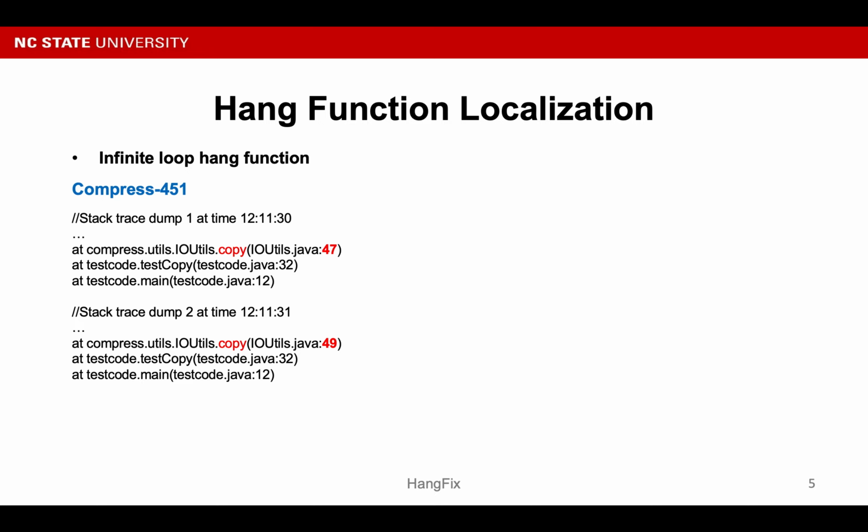As you can see in the figure, the stack trace shows the call stack occurred on each thread and the specific line numbers that are invoked. Since this Compress bug is the infinite loop hang bug, the different lines of the hang function, that is a copy function, are invoked at different timestamps.